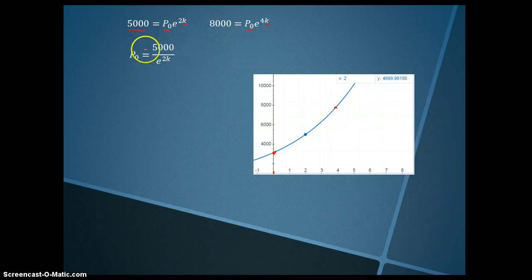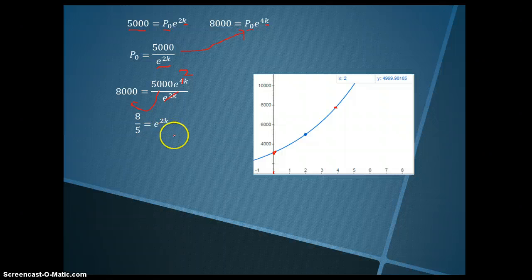Using this equation, we are able to divide over e to the 2k and get P naught is equal to 5,000 divided by e to the 2k. Through substitution, plugging it right into there, we get 8,000 is equal to 5,000 times e to the 4k over e to the 2k. Notice that we can reduce these and turn them into 2, and divide over our 5,000, leaving us with 8/5 is equal to e to the 2k.